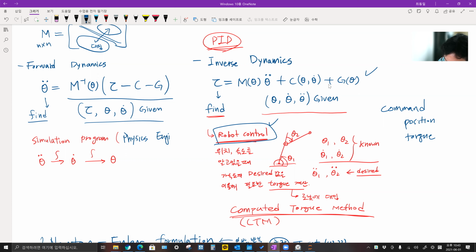So in computer simulation, we have several physics engines. The famous ones are ODE or Bullet, or there are many kinds of simulation engines. By using these, we can make some computer simulation. So for that purpose, we can use forward dynamics.